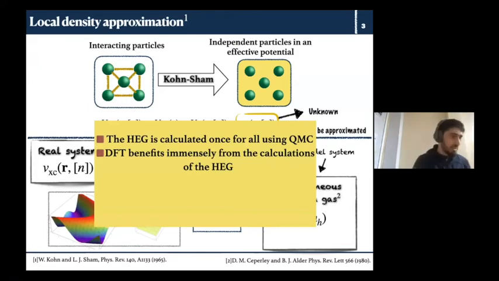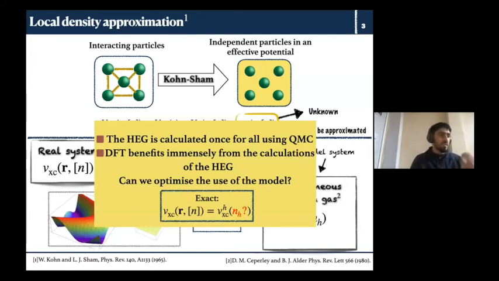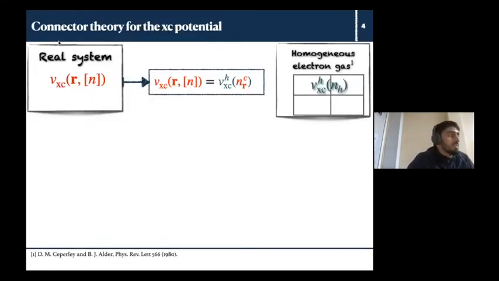And the question is, can we optimize the use of the model, or can we choose a homogeneous density that we plug in the VXC function of the gas, so that we get the exact VXC? And here comes the idea of the connector. We have a real system in which we want to calculate a quantity. It can be the VXC in this example.